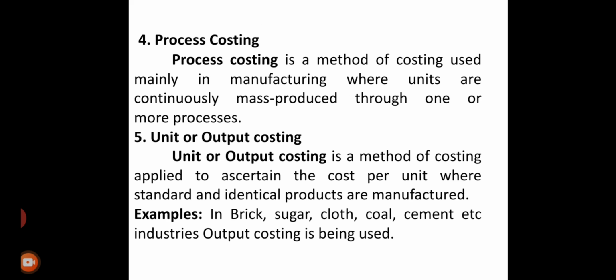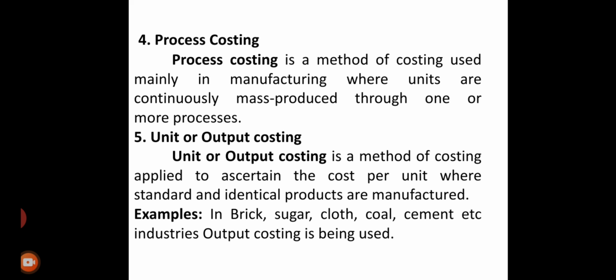Then process costing. Process costing is a method of costing used mainly in manufacturing where units are continuously mass produced through one or more processes. Process costing is where raw material has to be passed through different processes. The output of the first process will be the input for the second process, and the output of the second process will be the input of the third process. Best example for process costing is paper industry, oil refinery, etc.